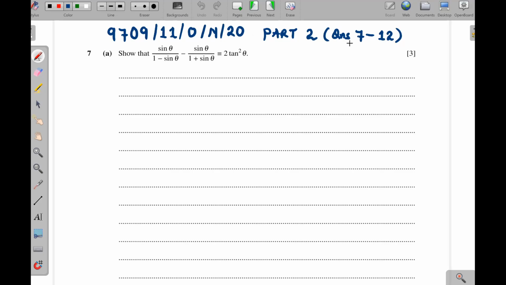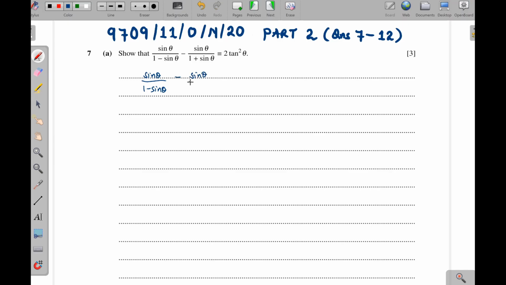Part 2, this is for questions 7 to 12. Question 7 is coming from trigonometry. They are saying part A, show that what is on the left side here is equal to what is on the right side there. So I'm going to begin with the left side to prove the right side. You can also start from the right side to prove the left side, okay?